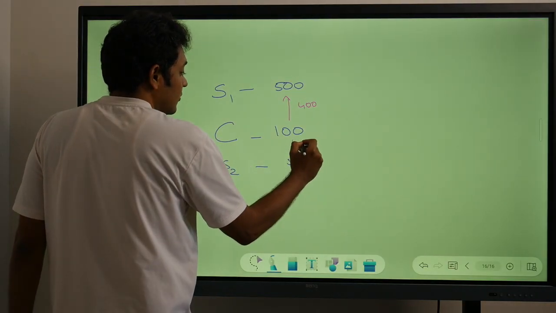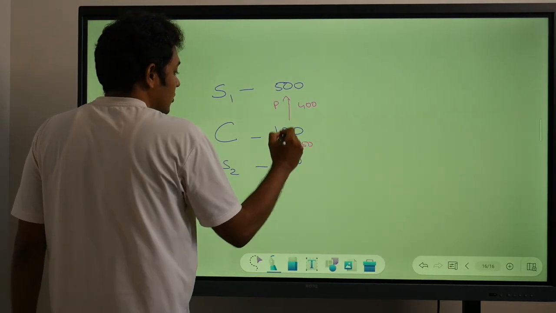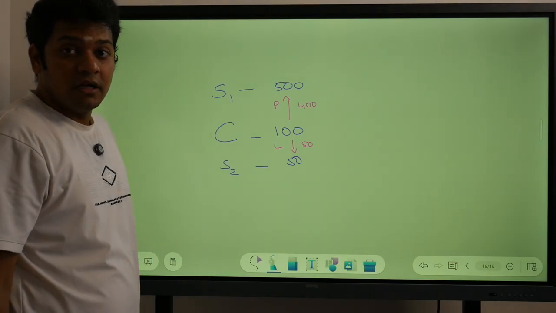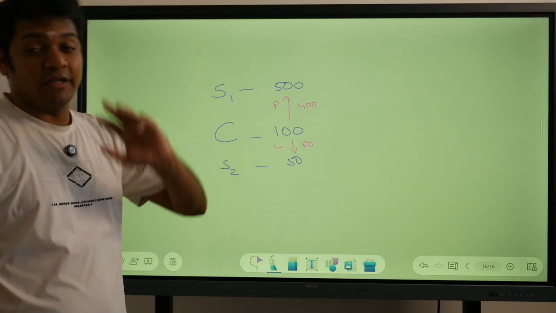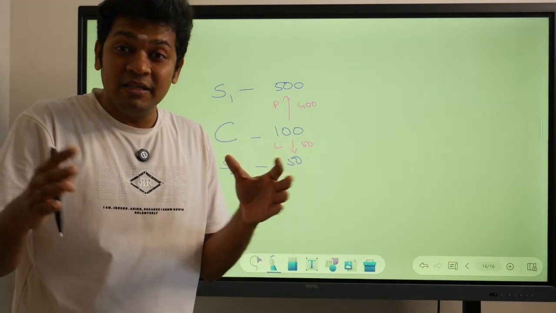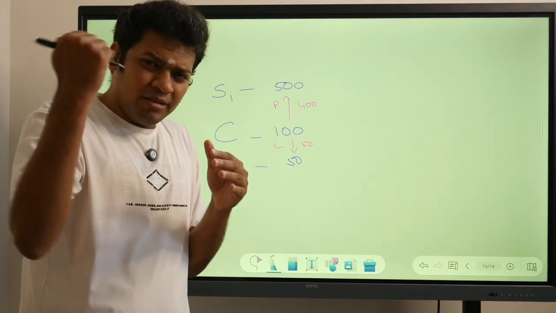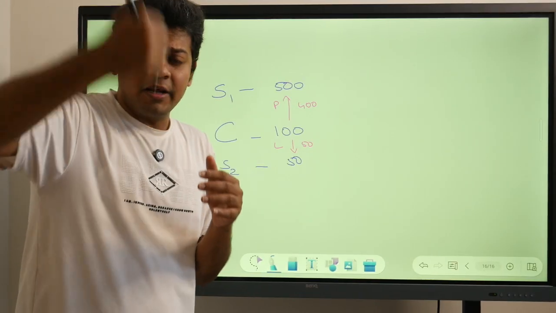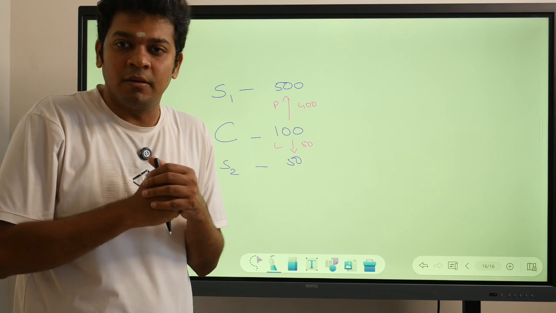What is the loss here? It's 50. This is profit, this is loss. Now, there's something called marked price. Marked price, you would see MRP, that's maximum retail price. What is the meaning of MRP? Maximum retail price, meaning above which you cannot sell the product or an article.